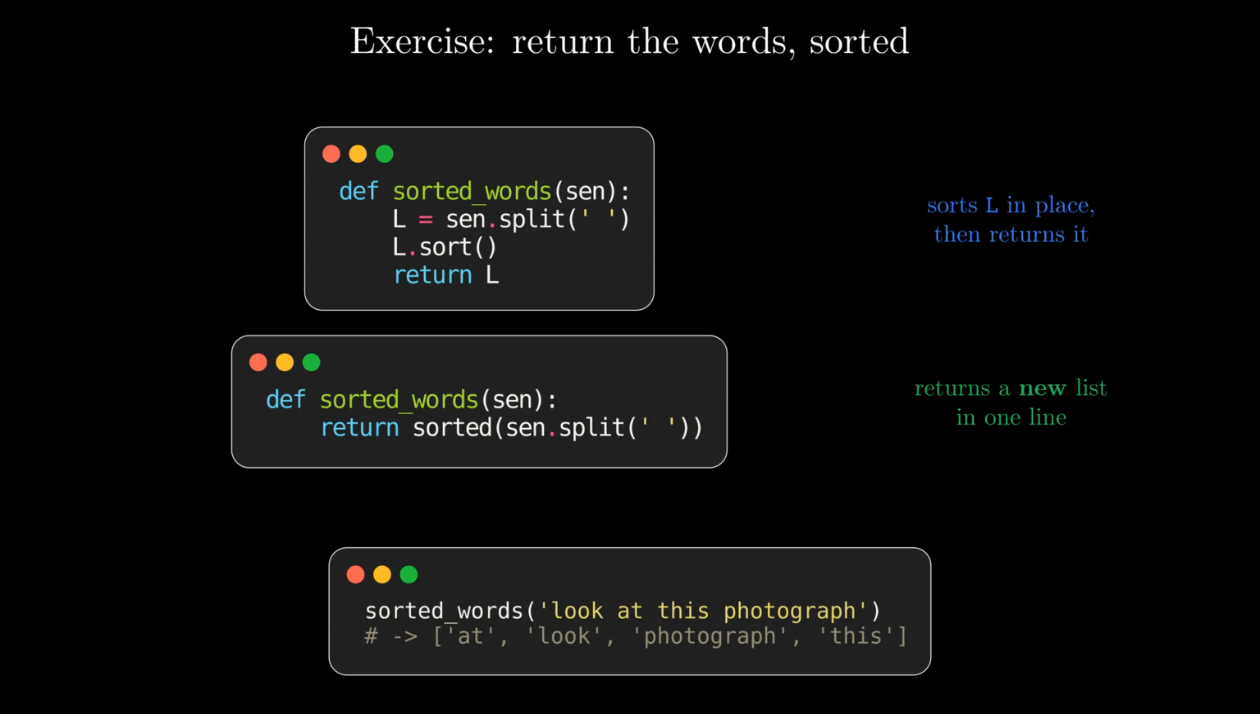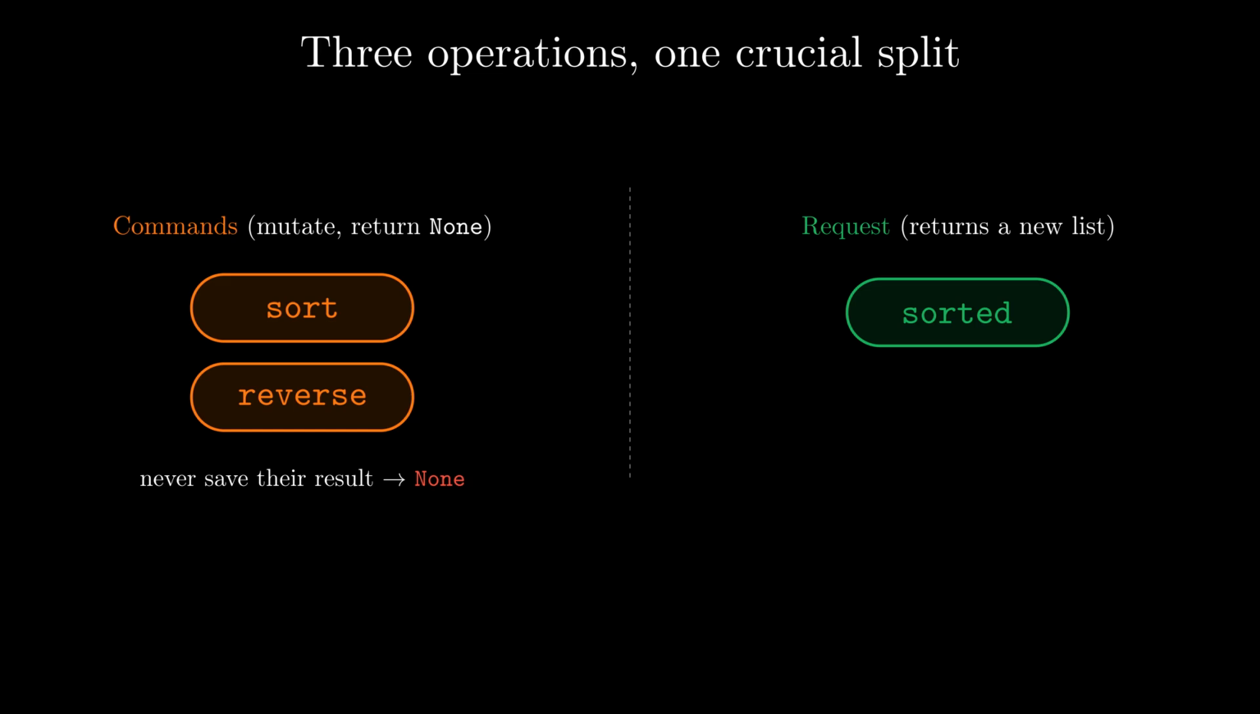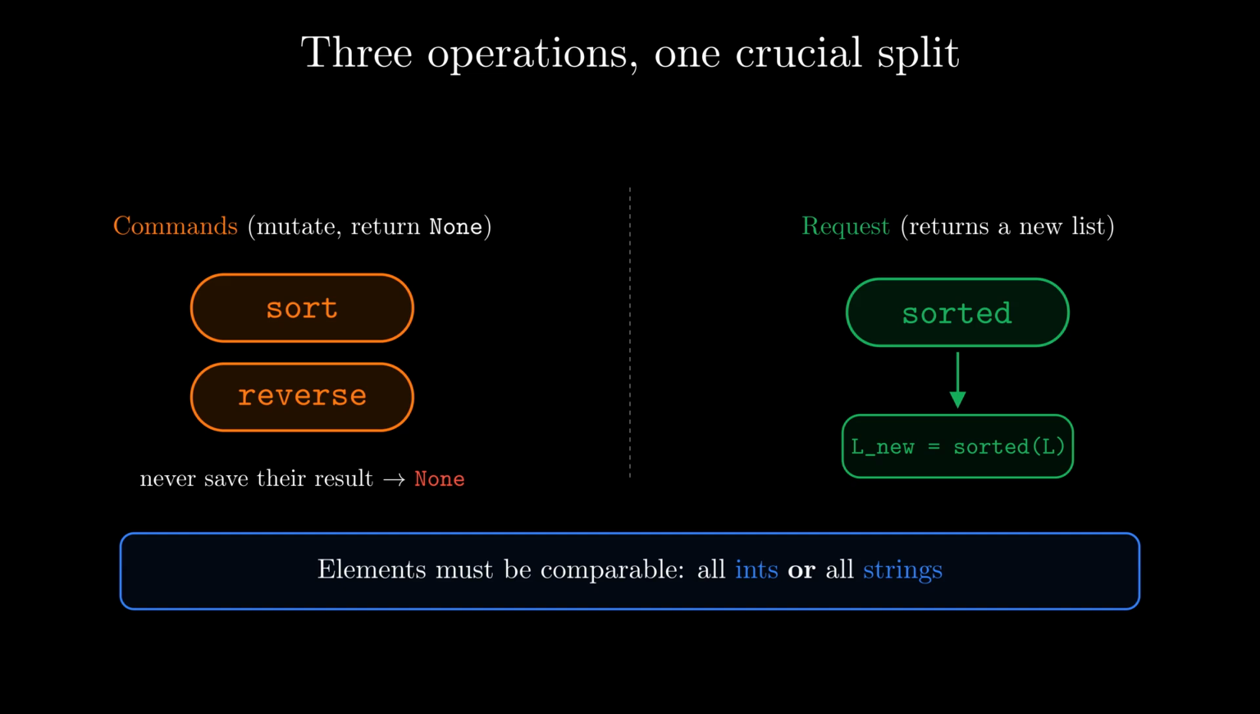Reach for sort when you're happy to mutate your list, and sorted when you want a new sorted list in one expression. Three operations, one crucial split. Sort and reverse are commands. They mutate the list in place and hand back None, so never save their result. Sorted is a request. It leaves your list untouched and returns a fresh sorted copy that you must capture in a variable. And whichever you reach for, the elements have to be comparable, all numbers or all strings. Above all, keep the name and the object it points to firmly apart.